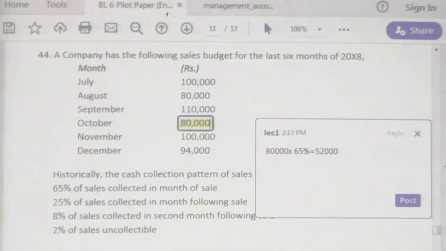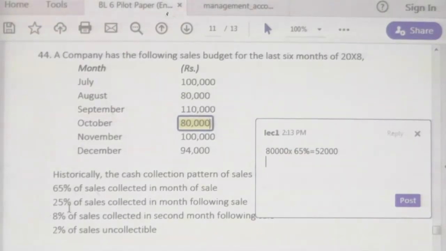Now, all other collections relating to the October sales will occur after October. Why? 25% in November, 8% in December, 2% cannot be collected, because only 65% will be collected within the same month, balance after that month. But we need cash collection of October. Therefore, we can take only 65% of October. Balance will come from the previous month. Got it? Balance comes from the previous month.